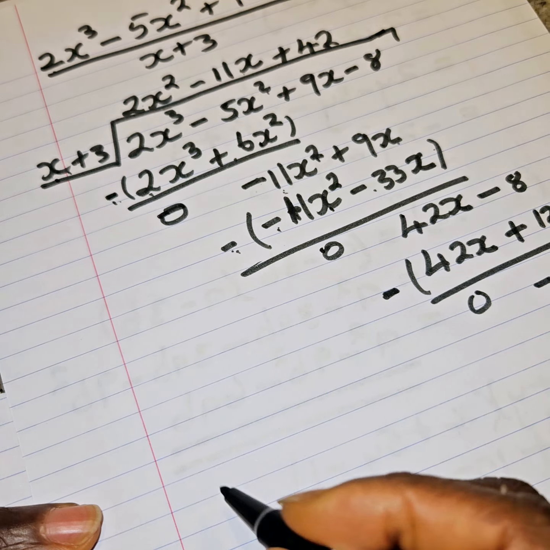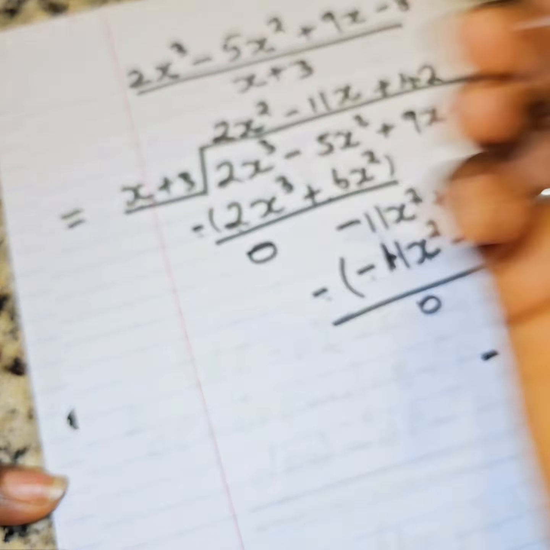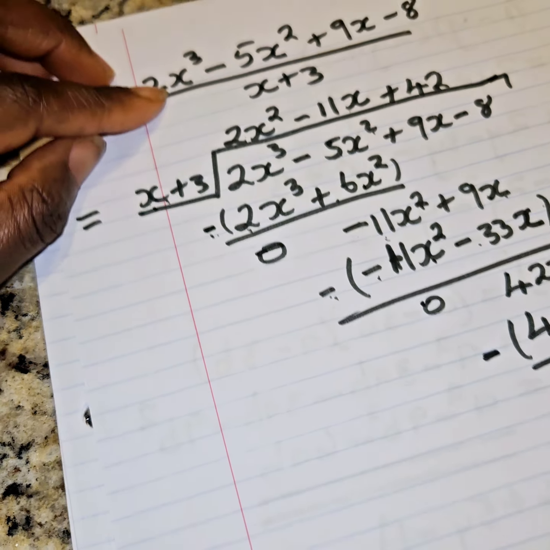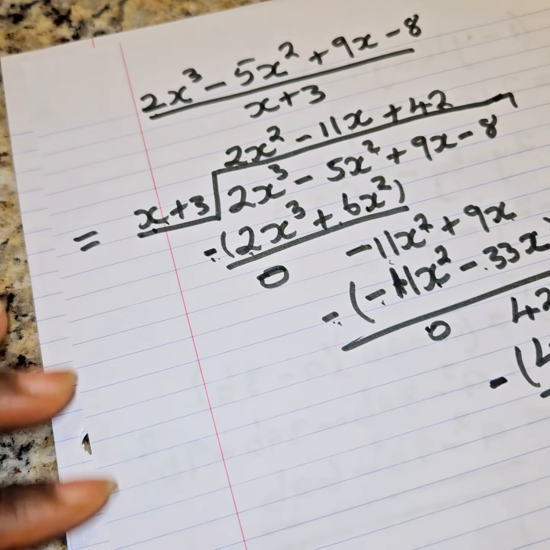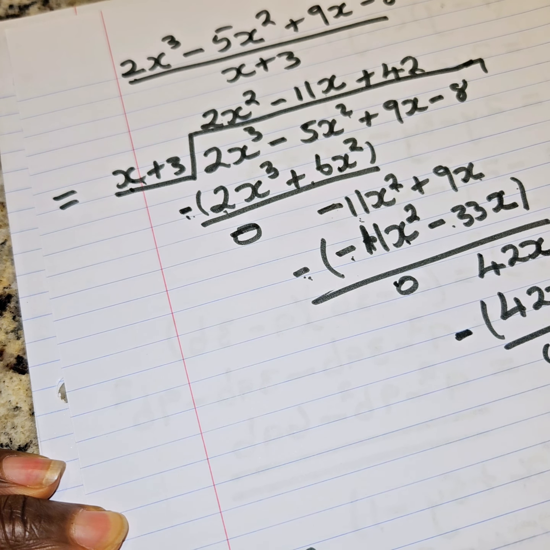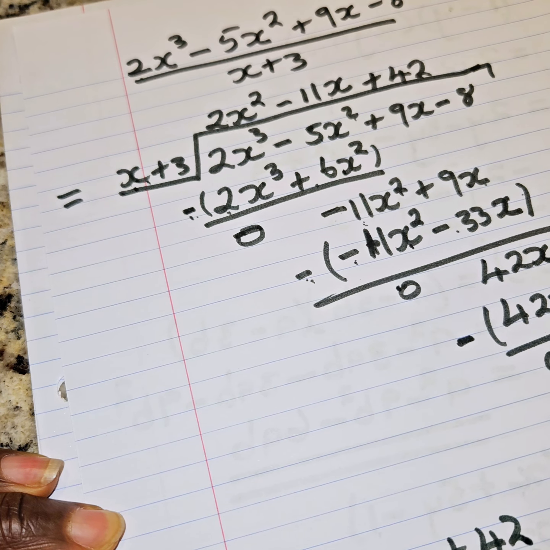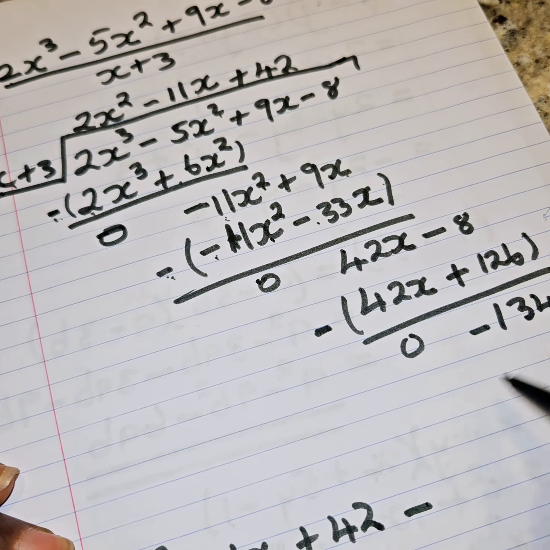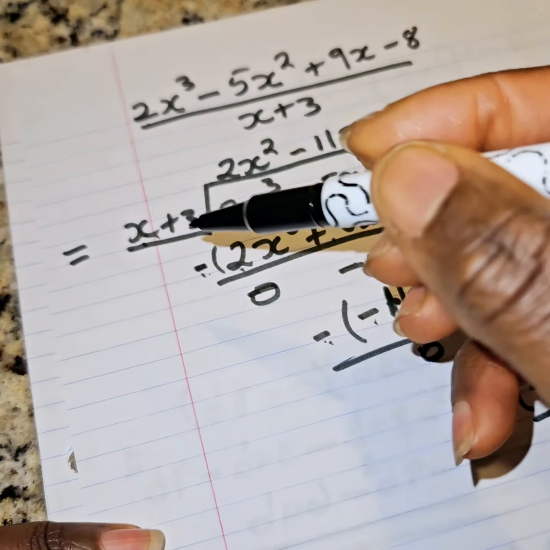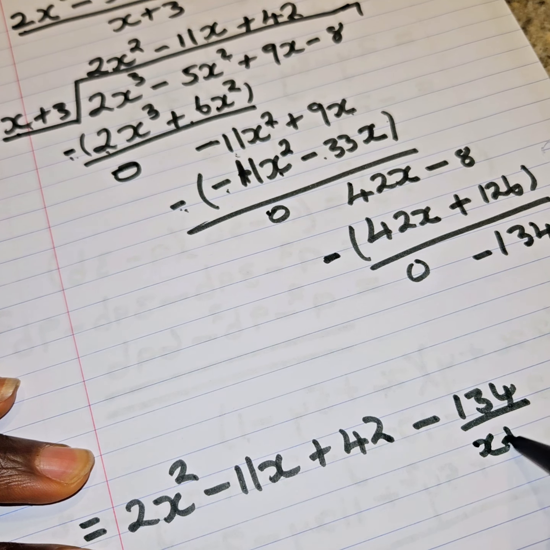And our answer is going to be, so this divided by this, I was supposed to write equal to here. Our answer is going to be this divided by that equals 2x squared minus 11x plus 42 minus, this is the remainder, 134, all over this x plus 3.